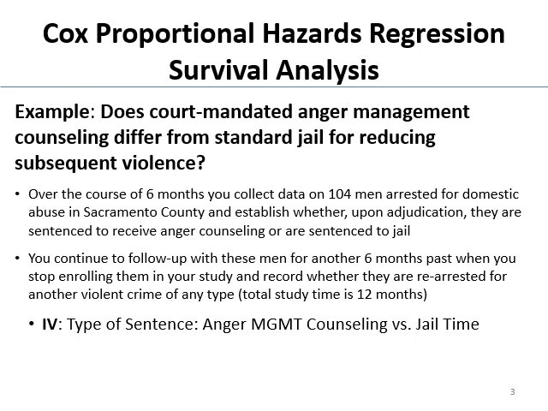Your independent variable in this study is going to be the type of sentence that they got from the judge. Did they get the anger management or counseling, or did they get standard jail time? And your dependent variable is violent crime rearrest rate.